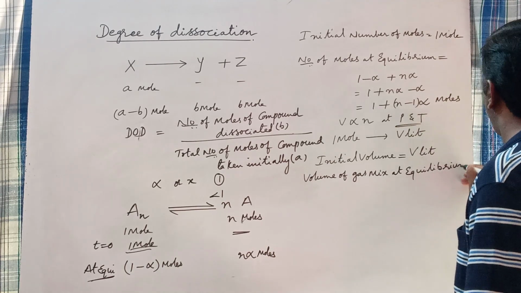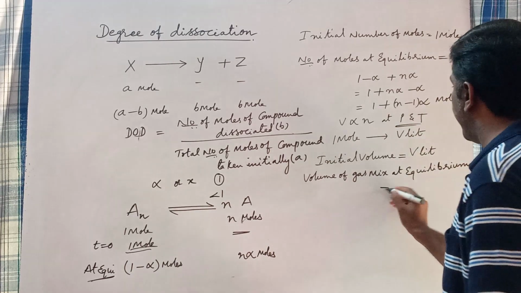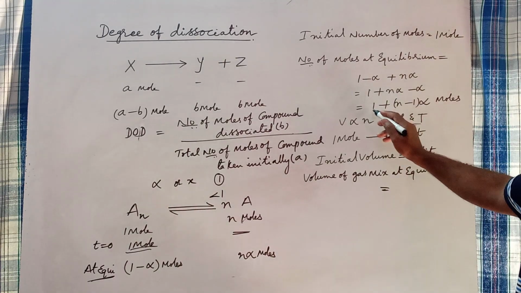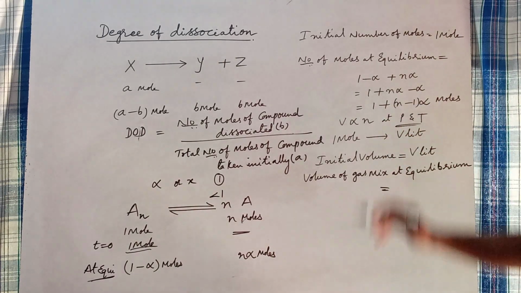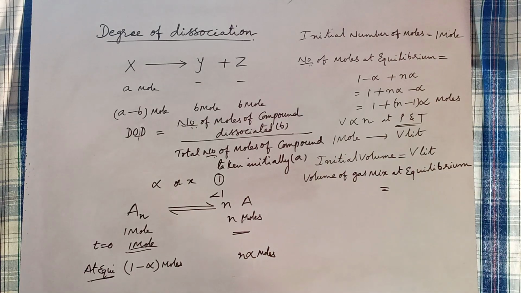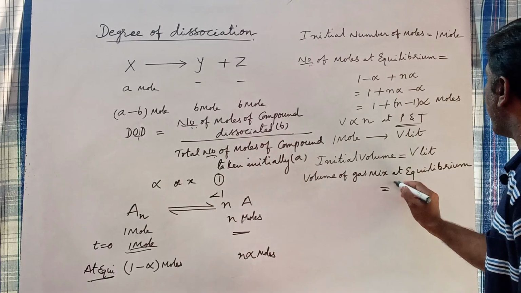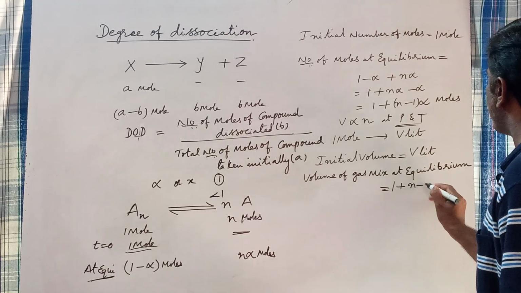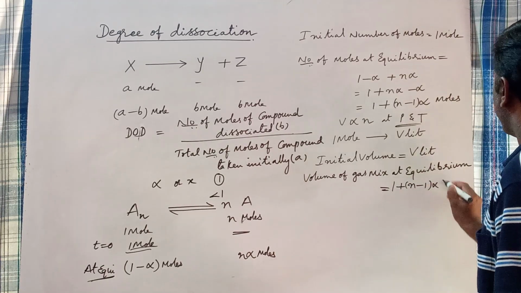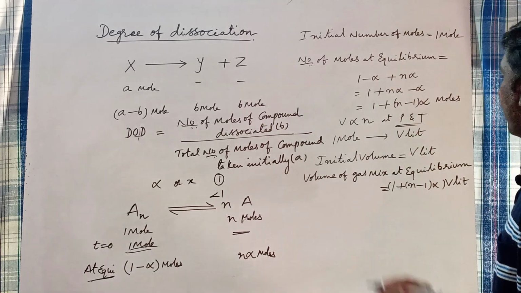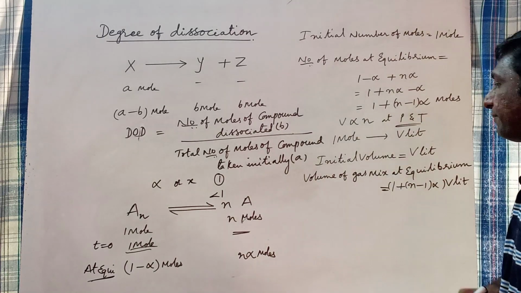Since 1 mole occupies a volume of V liters, the number of moles at equilibrium state is 1 + (n − 1)α. Therefore, the total volume of the reaction mixture at equilibrium state is [1 + (n − 1)α] × V liters. This is the volume at equilibrium state.